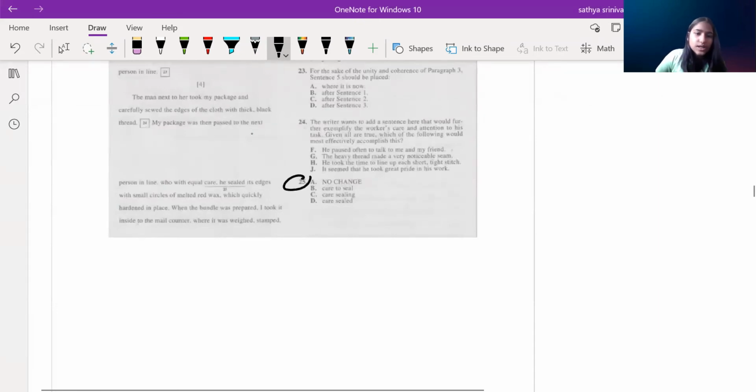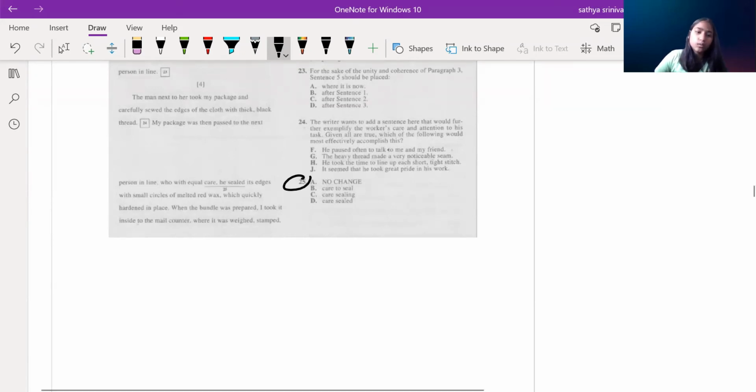So my package was then, again, this is also like a grammar question. My package was then passed to the next person in line, who with equal care, he sealed its edges with small circles of melted real wax, which was quickly hardened in place.